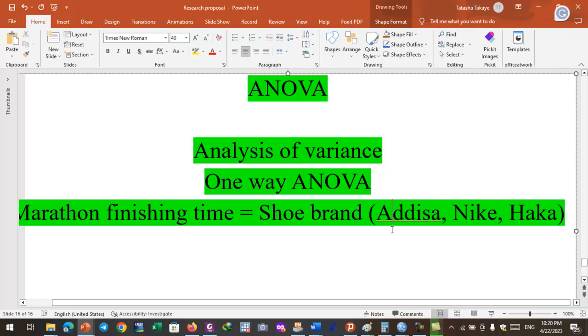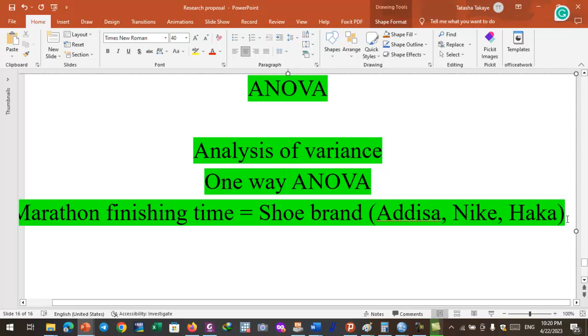Another question: what makes an ANOVA a two-way ANOVA? Two-way ANOVA is an extension. One-way ANOVA is an extension of the independent sample t-test, and two-way ANOVA is an extension of one-way ANOVA. I will show you how.